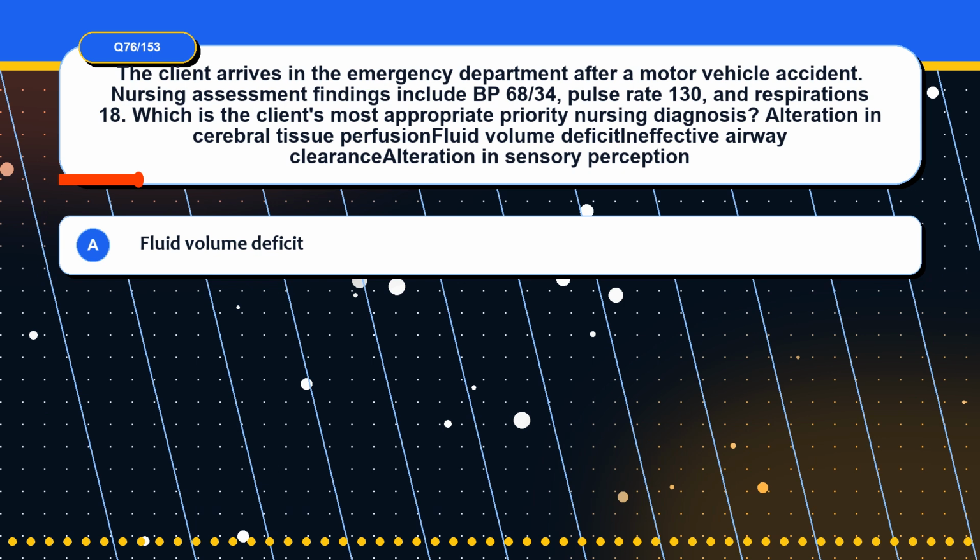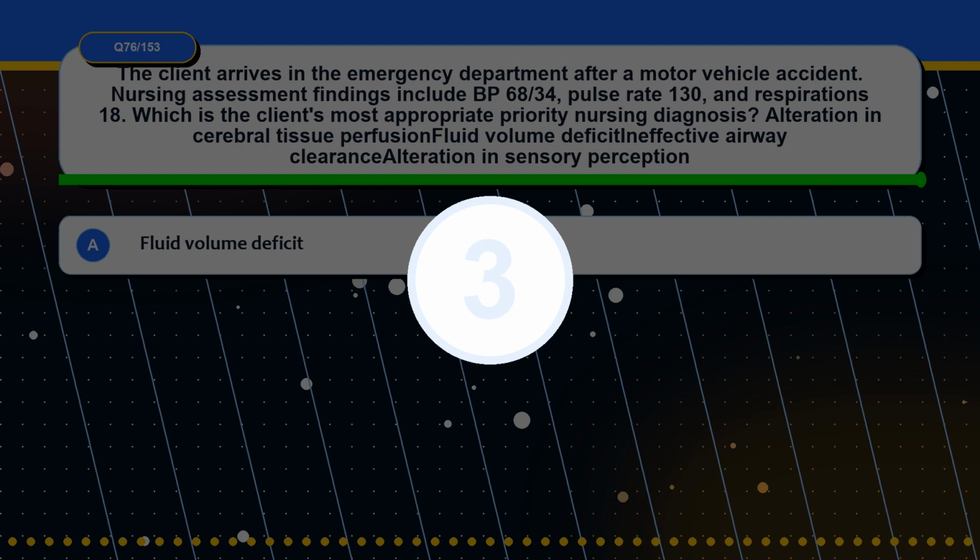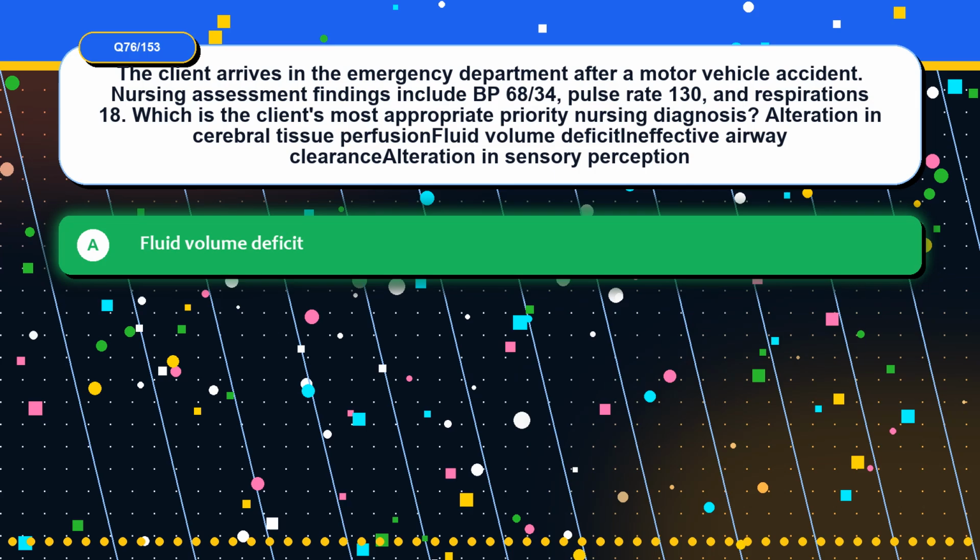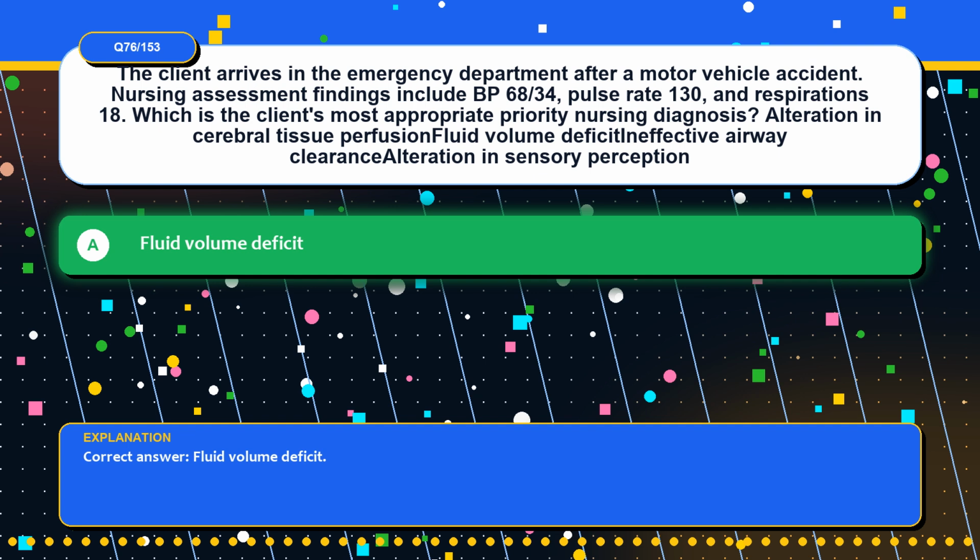Question 76. The client arrives in the emergency department after a motor vehicle accident. Nursing assessment findings include BP 68/34, pulse rate 130, and respirations 18. Which is the client's most appropriate priority nursing diagnosis? Alteration in cerebral tissue perfusion, fluid volume deficit, ineffective airway clearance, alteration in sensory perception. The correct answer is option A, fluid volume deficit.